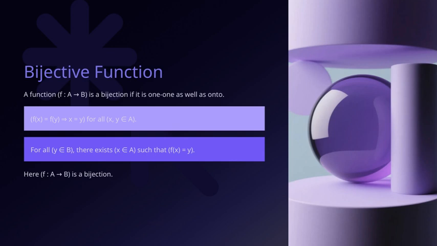When a function is both one-to-one and onto, meaning it hits every element in B and assigns each element in A a unique image, we call it a bijection. This concept is fundamental because it establishes a perfect pairing between elements of A and B, which is crucial in understanding how different sets relate to each other within the broader context of functions.